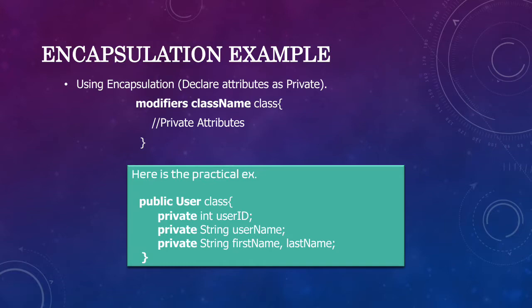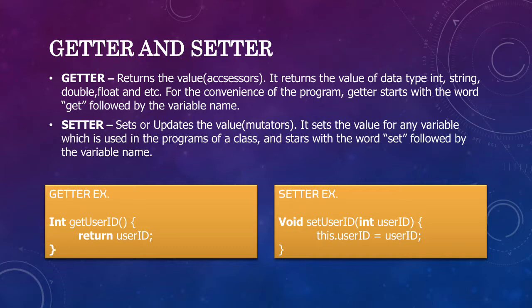We can see in the example that the class is encapsulated. The user ID, username, first name, and last name are private. So the attributes are hidden, which prevents the class from being accessed directly by an outside class. Getters and setters are methods used to protect your data and make your code more secure.